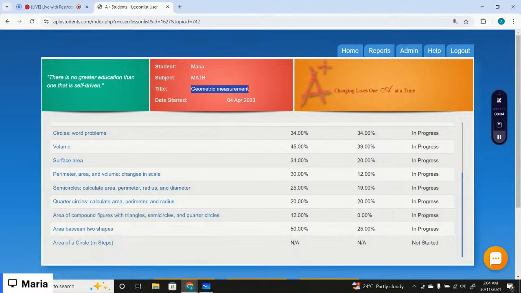Here I am on grade 7 math. The chapter we are on right now is geometric measurement. Let's just start with the lesson that is semicircles, calculate area, perimeter, radius, and diameter.